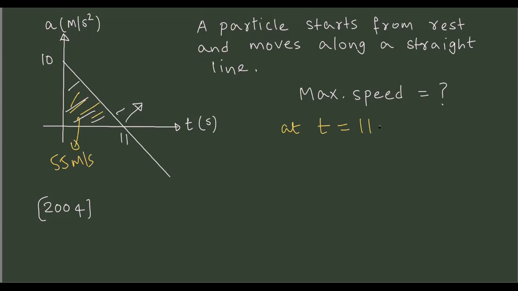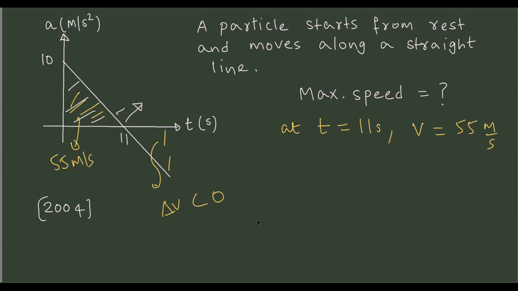Are you okay so far? Do you understand this? Yes. After that, what is happening? Acceleration is negative. So that means the change in velocity would be negative after that. So the speed will go down further. So after 11 seconds, the speed of the particle will go down.